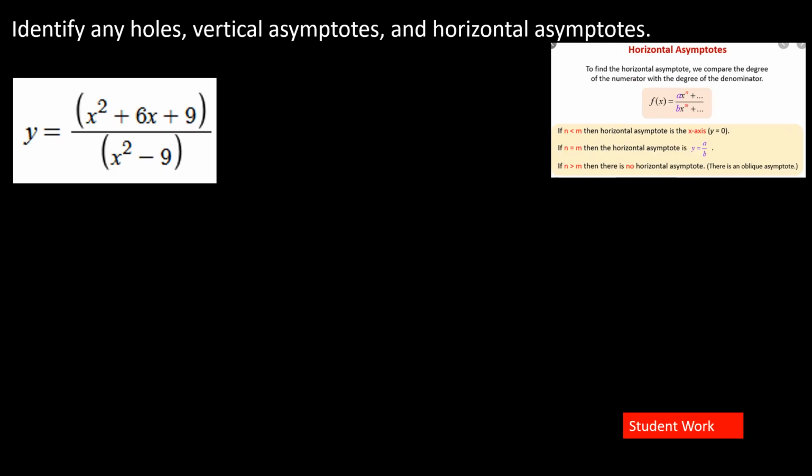Now we have the same situation with this one here. I'm going to tell you right now, there is a hole, there is a vertical asymptote, and there is a horizontal asymptote. So you want to go through all the steps of how I did all the processes on the previous question. Take your time. Look over the previous problem if you have any issues.